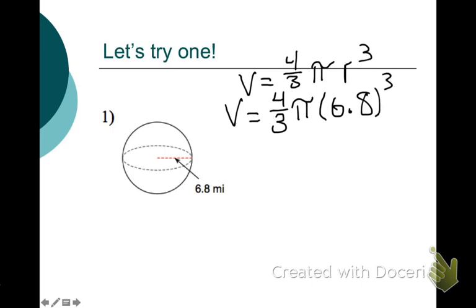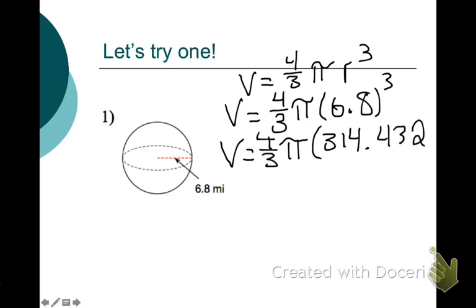So when I type it into my calculator, I either need to find the cubed button, which I'm not sure it has, or I need to do 6.8 times 6.8 times 6.8. I need to multiply it 3 times together. So I get volume equals 4/3 pi, and then 6.8 cubed is 314.432. I'm going to round at the end.